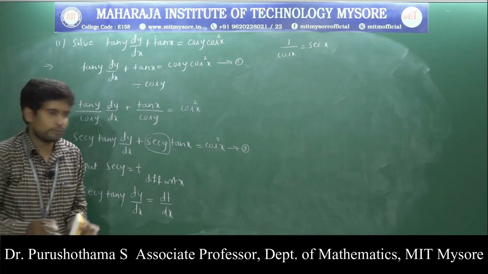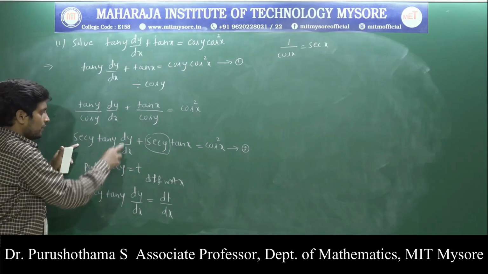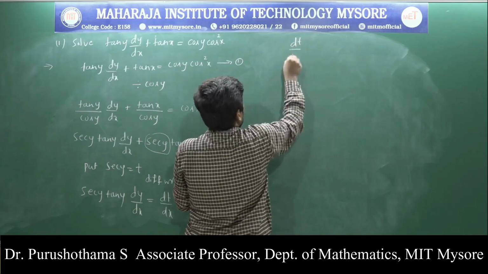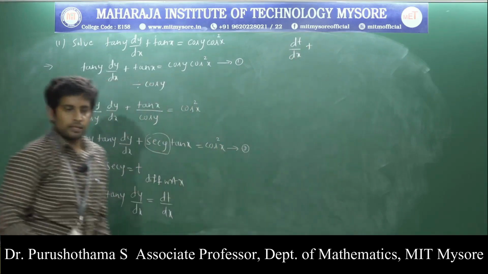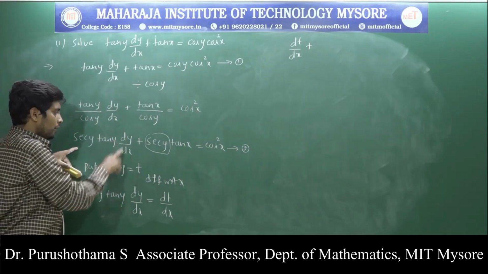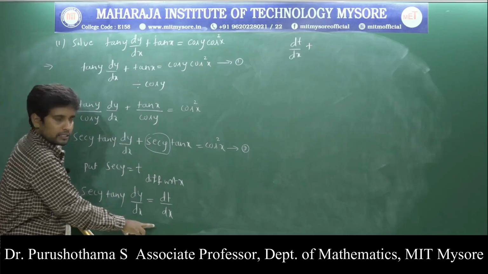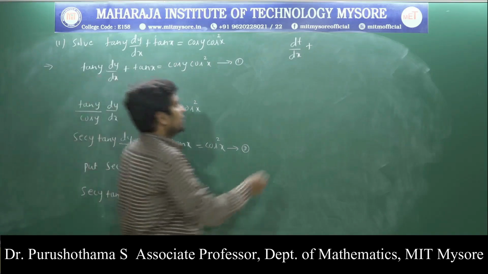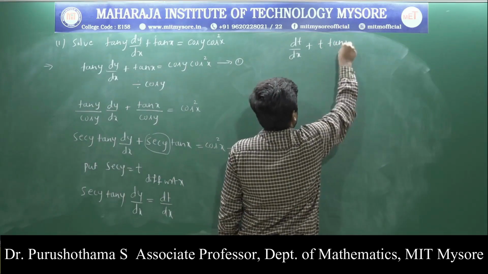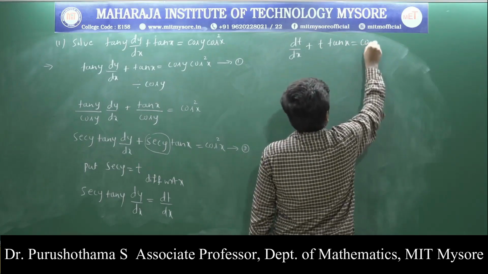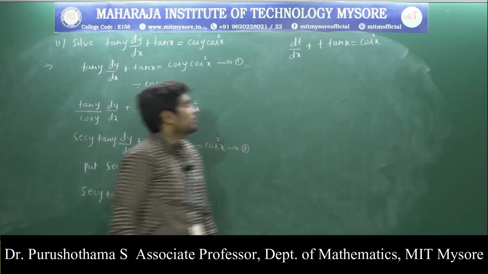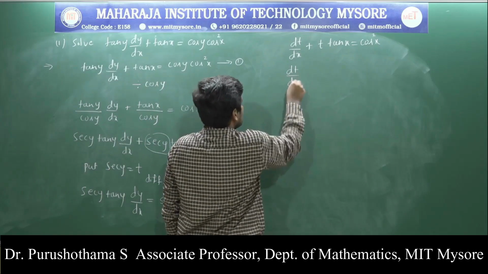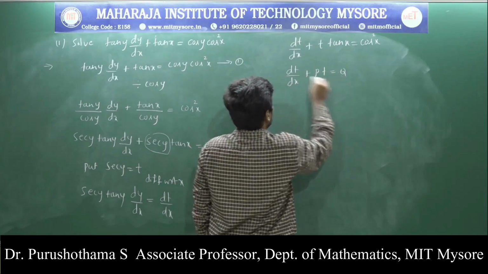Therefore, equation 2 becomes: in place of secant y into tan y into dy by dx, we write dt by dx. So dt by dx plus, replacing secant y, is equal to t into tan x, equal to cos square x. So this equation is in the form dt by dx plus p into t is equal to q.